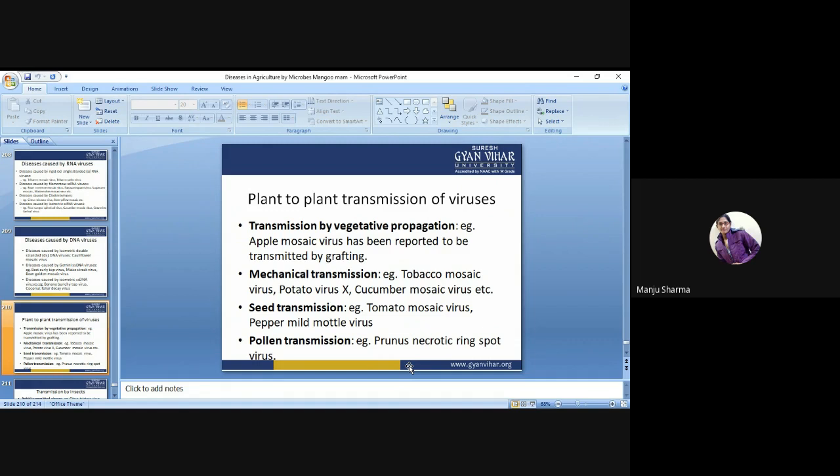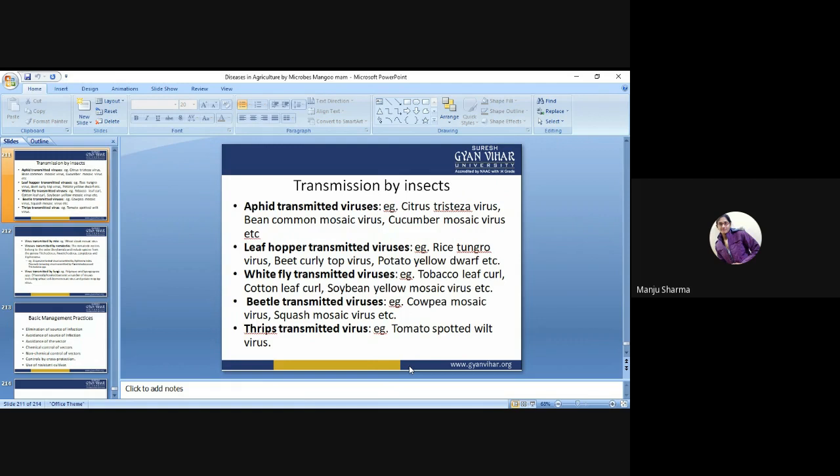Seed transmission, for example tobacco mosaic virus and pepper mild mottle virus. Then transmission by insects. Aphid-transmitted viruses, for example citrus tristeza virus, bean common mosaic virus, and cucumber mosaic virus. Leafhopper-transmitted viruses, for example rice tungro virus, beet curly top virus, and potato yellow dwarf. Whitefly-transmitted viruses, for example tobacco leaf curl, cotton leaf curl, and soybean yellow mosaic virus.